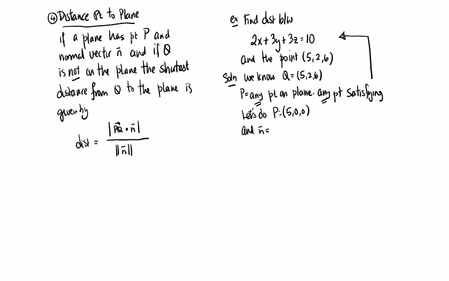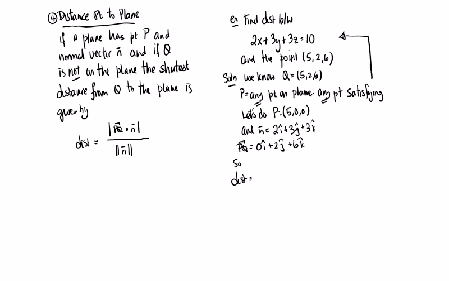And n, remember what we said before, that the coefficients of x and y and z came from the normal vector n. So 2i plus 3j plus 3k. Those are the coefficients of the plane. Right? So then we just do the formula. I need that vector PQ. I take Q and I subtract P. So that's 5 minus 5, 0, 2 minus 0, 6 minus 0.